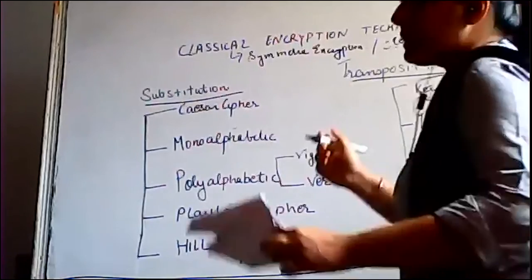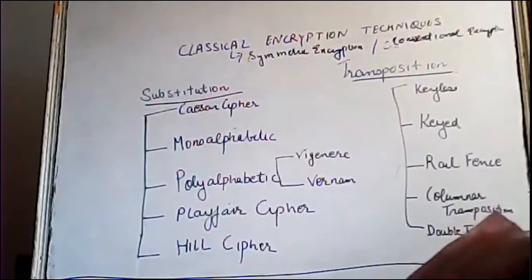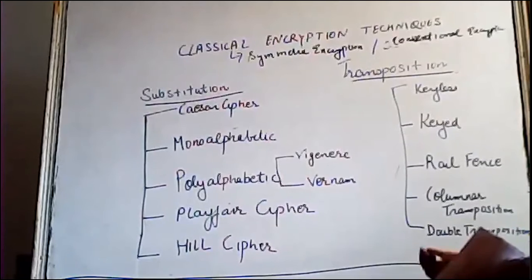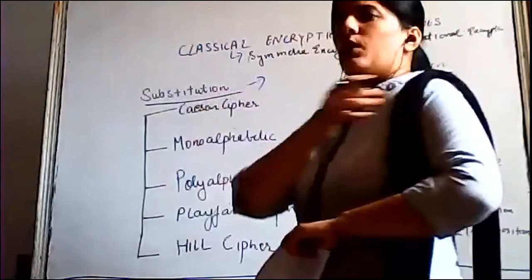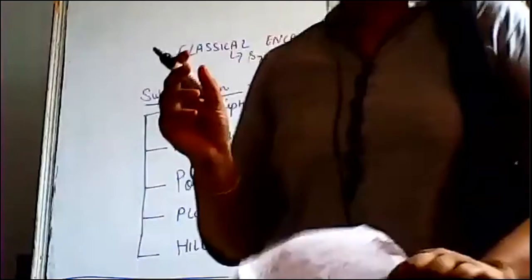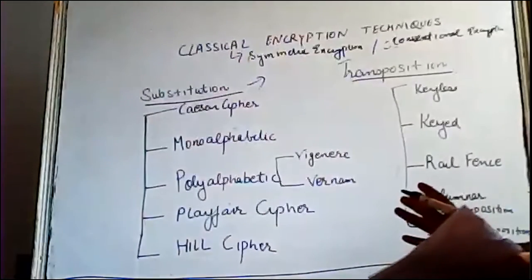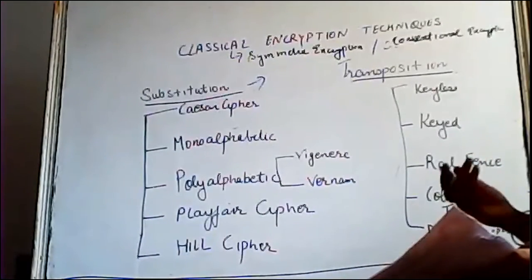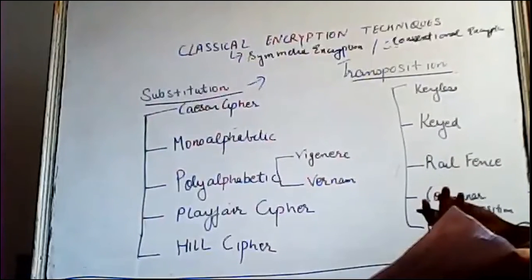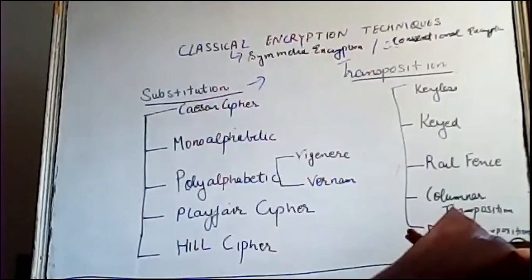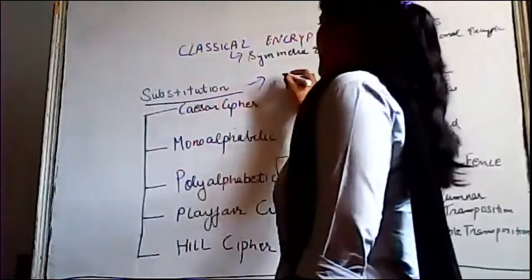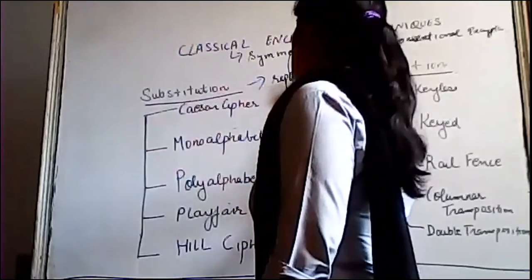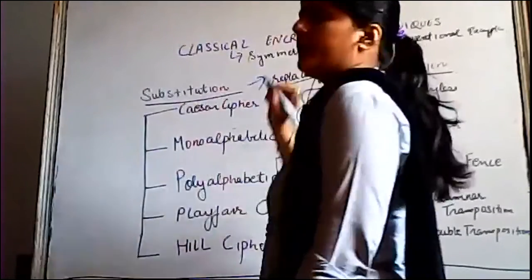Right? So what is a substitution technique? Substitution, as the name implies, means that the letters of a plain text are replaced by other letters or numbers. That means substitute. What is substitution? We need to substitute something. The letters of a plain text are being replaced by other letters, numbers or symbols. So by substituting we mean that we are replacing a particular term.